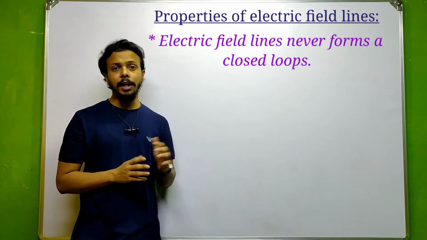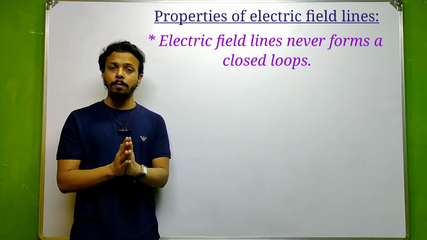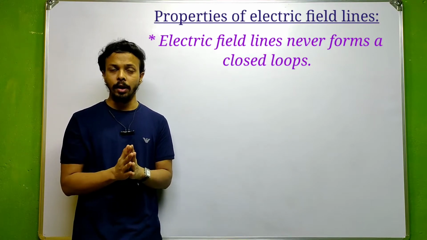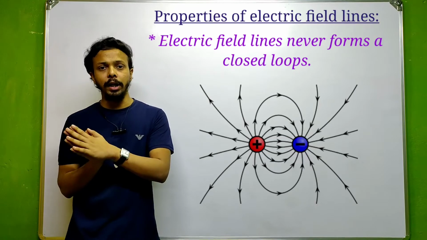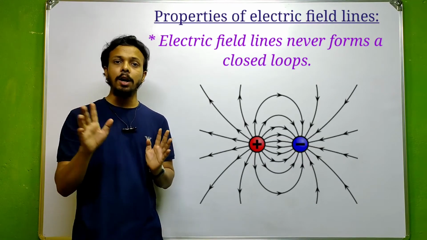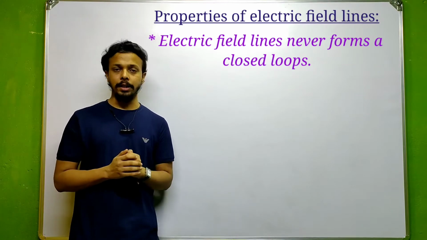But in the case of an electric field, the electric field lines never form a closed loop. They just start from the positive charge and end at the negative charge. That's it. They never form a closed loop. So this is one property of electric field lines.